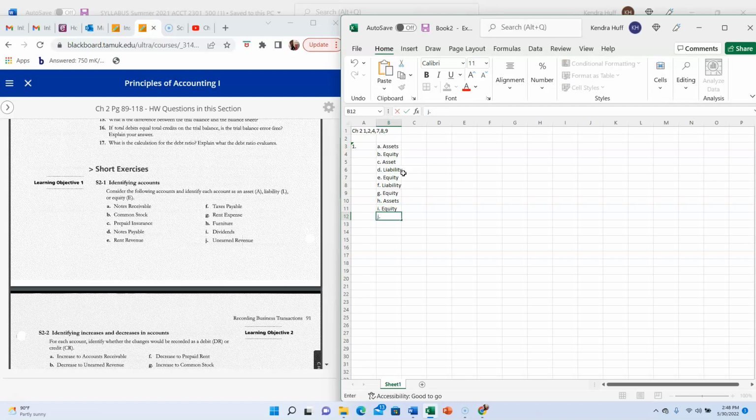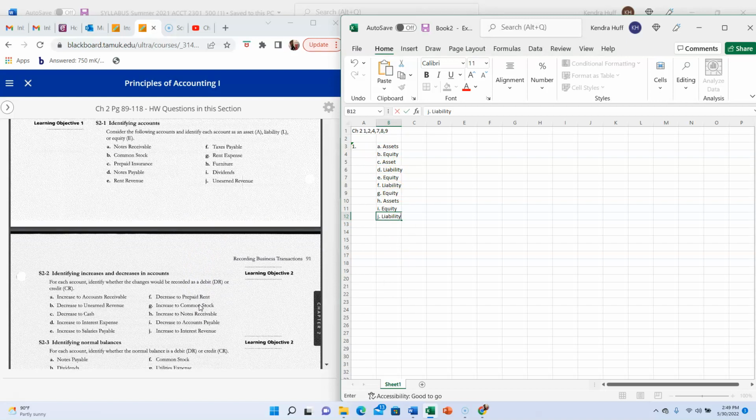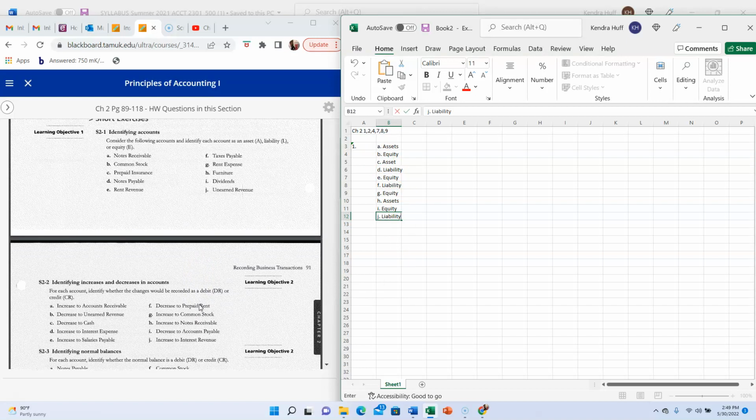And unearned revenue is a liability. Unearned revenue is where you've been paid in advance of fulfilling the job or the service. So you either owe them their money back or you owe them the job. So it's a liability. All right, number 2. Identify, for each account, whether the change should be recorded as a debit or a credit. All right, so in Chapter 2, hopefully you've watched the videos, we start doing journal entries to record transactions and using debits and credits.